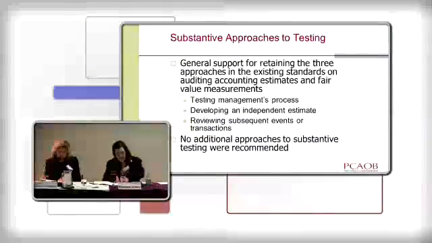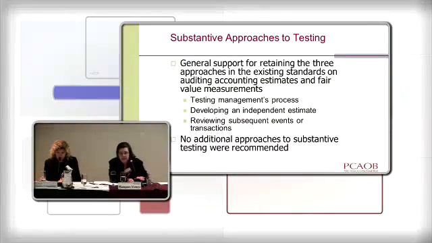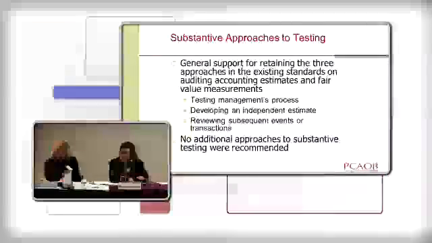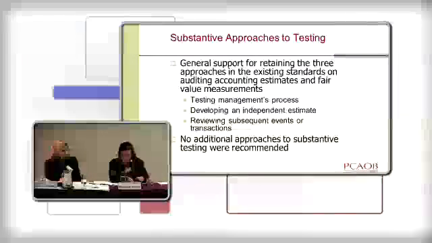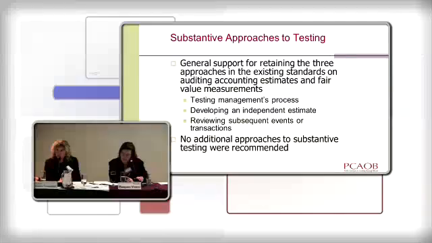The paper also talked about that under the staff's view, a potential approach to standard setting would generally retain the three common approaches for testing estimates and fair value measurement, and those include testing management's process, developing an independent estimate, or reviewing subsequent events. And generally, there was support for retaining all three of those approaches. No other approaches were suggested. Commenters did make suggestions to some of the example refinements that the staff had suggested in the paper.